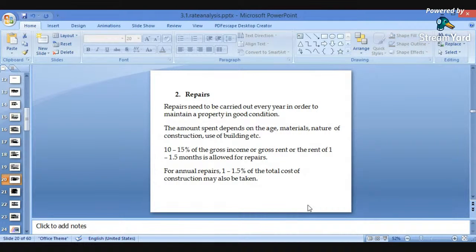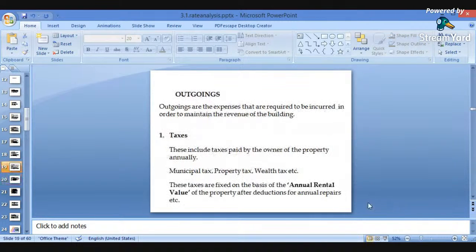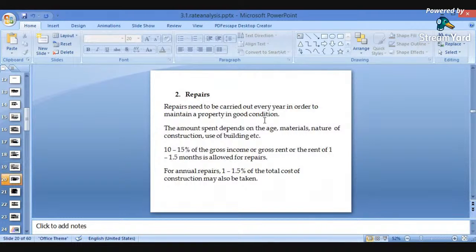For annual repairs, 1 to 1.5% of the total cost of construction may also be taken. Here we have taken 10 to 15% from the gross income, whereas in this case we are taking 1 to 1.5% from the cost of construction. So these two heads are different: by considering total cost of construction we can have 1 to 1.5%, and from gross income we can have 10 to 15%.